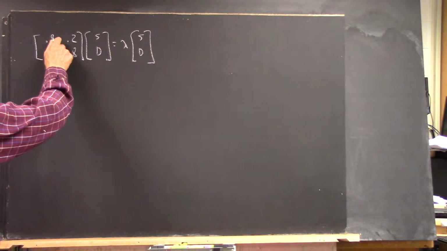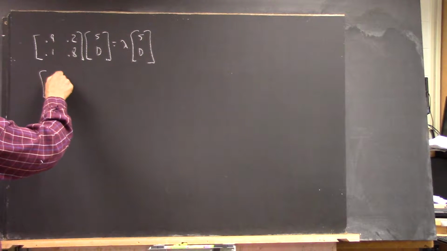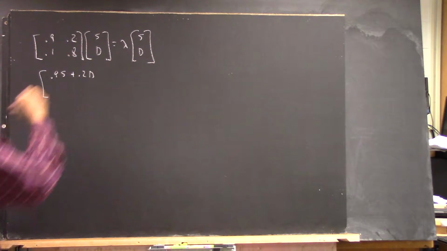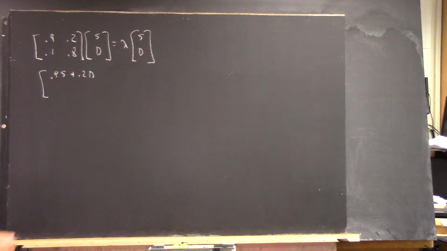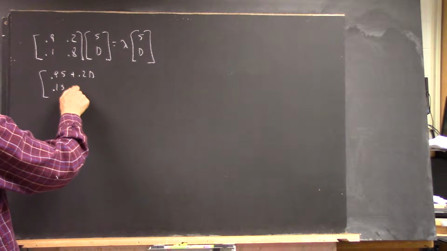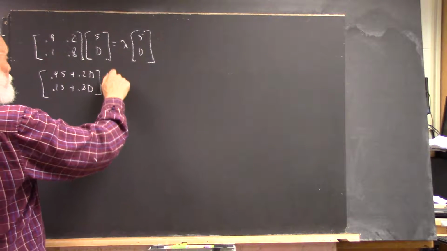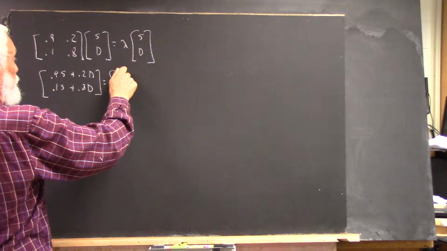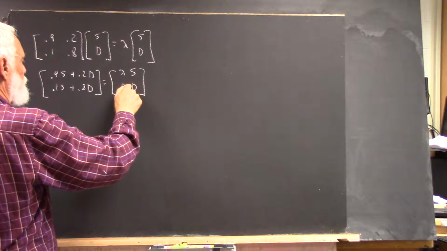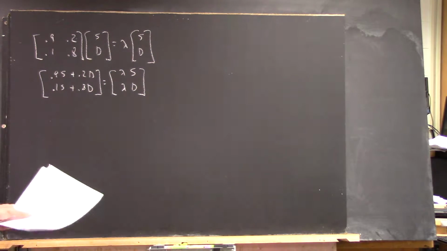So if I multiply 0.9, 0.2 by (S, D), I get 0.9S plus 0.2D. So you multiply row by column. Everybody okay with that? And if I multiply 0.1, 0.8 times (S, D), I get 0.1S plus 0.8D. And that's going to equal, well, if I multiply lambda by (S, D), we haven't really defined this, but it seems reasonable, and it's so that the multiplication kind of distributes, okay?